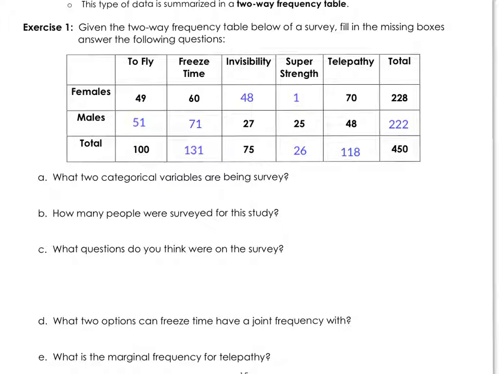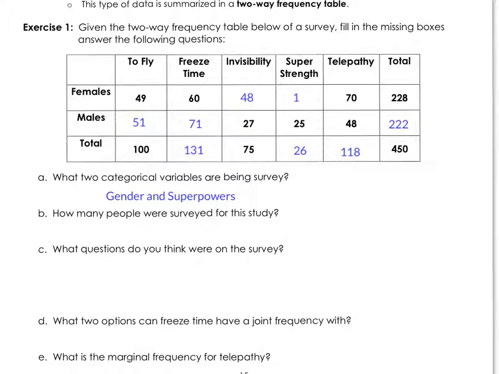Okay, now the follow-up questions. What two categorical variables are being surveyed? Well, the two different things were gender, because that's what made it male or female, and then your superpowers to get all these options in the top here.